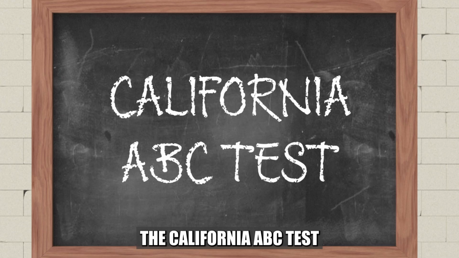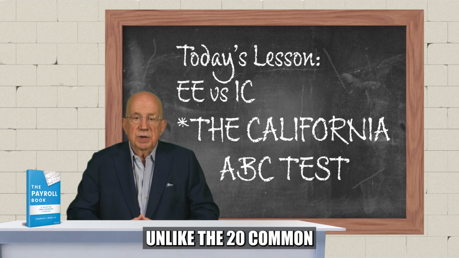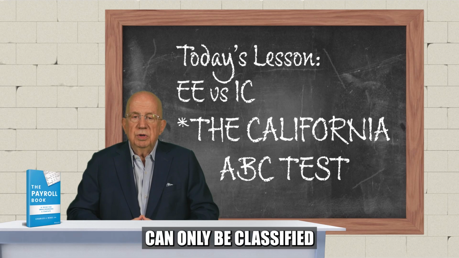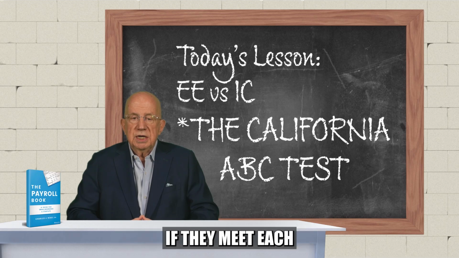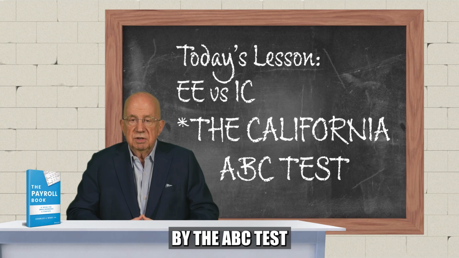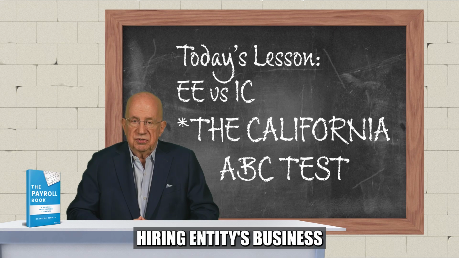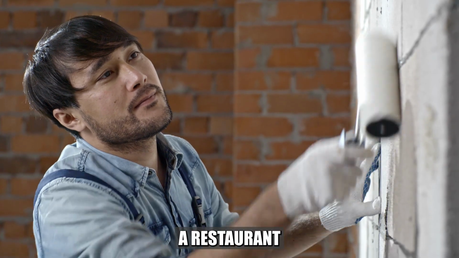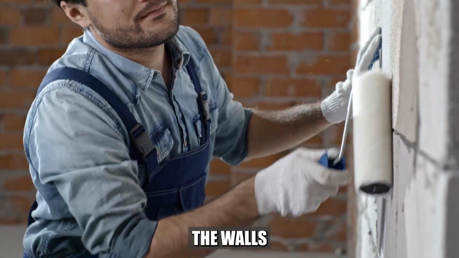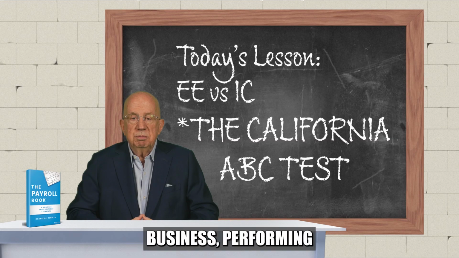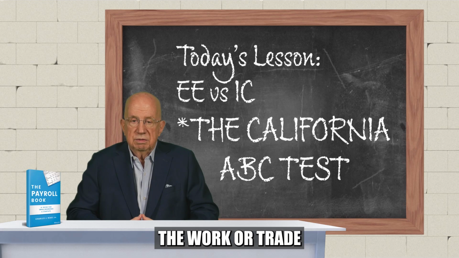Second, the California ABC test. Unlike the 20 common law rules, workers can only be classified as independent contractors if they meet each of the 3 criteria stipulated by the ABC test, which makes it more difficult to be classified as a contractor. The criteria are: absence of control, performing work outside the usual course of the hiring entity's business, i.e., a restaurant hiring a painter to paint the walls, engaged in an independent business performing the work or trade.